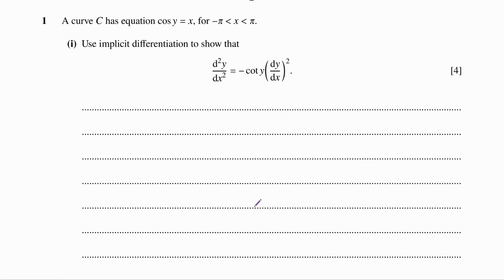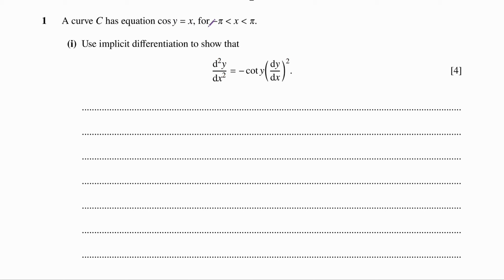This is going to be a quick video on a harder example of implicit differentiation. So a curve C has equation cos y is equal to x for x between negative pi and pi. Use implicit differentiation to show that the second derivative of y with respect to x is equal to negative cotangent of y times dy by dx squared. So how do you do that? So let's start with this equation here.